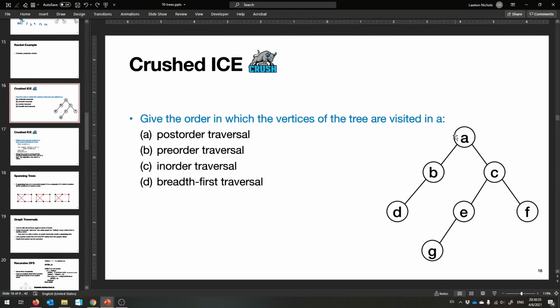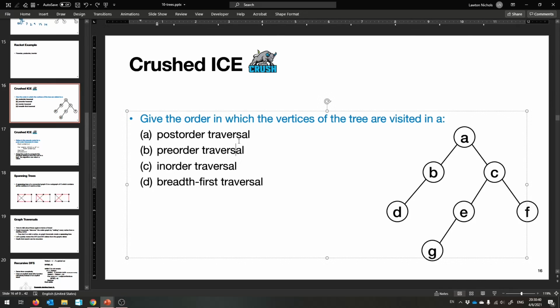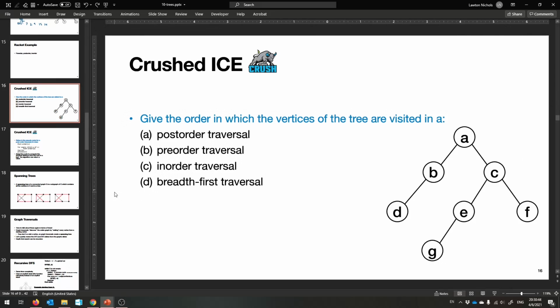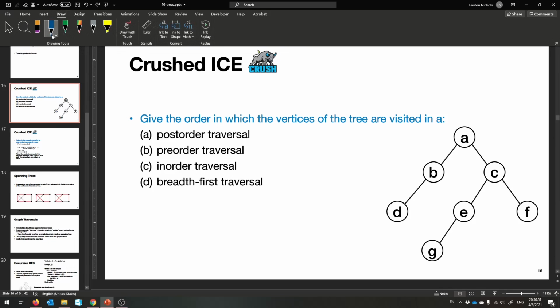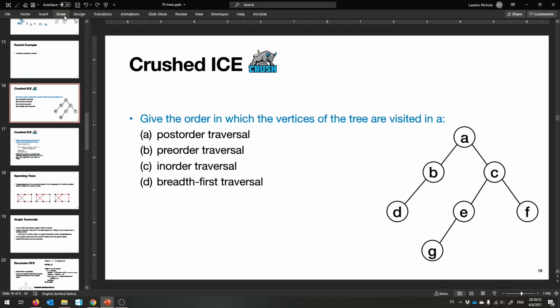So I want you to take this tree, A, B, C, D, E, F, and G, just like that, and do a post-order, pre-order, in-order, and breadth-first traversal of them. And by traversal, I just mean when you process the node, just say what it was. So give me the order in which you visit and do the processing of each node. Okay, so give that a try, write it all out, and then we'll do it together.